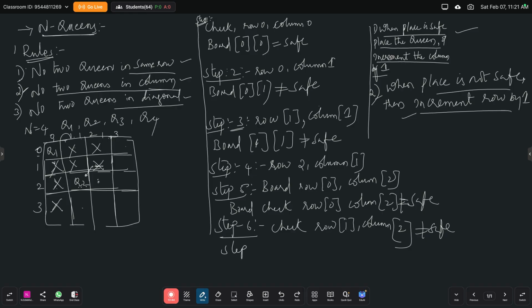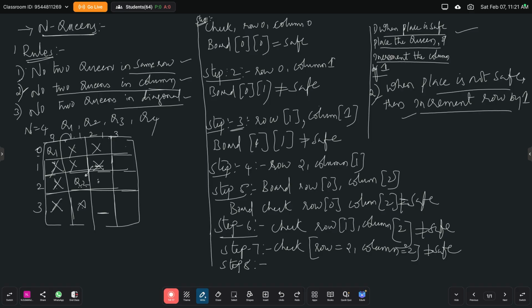So step 7, also check. What is that place? Row equals 2 and column equals 2. This is also not safe. So whenever the place is not safe, we have to increment the row. So that is this one.